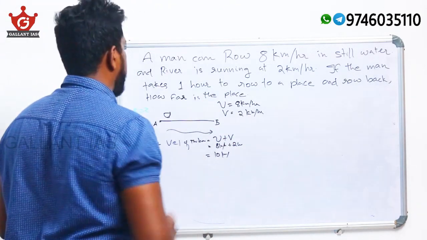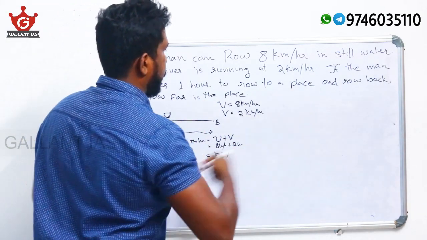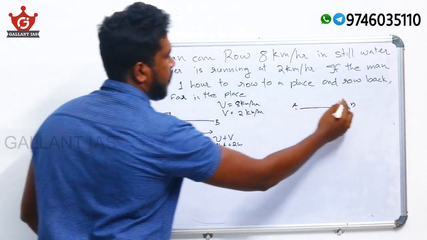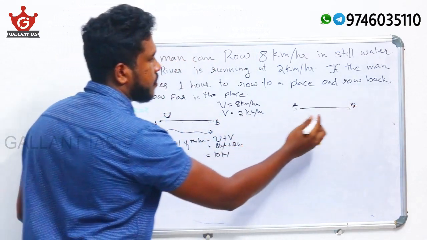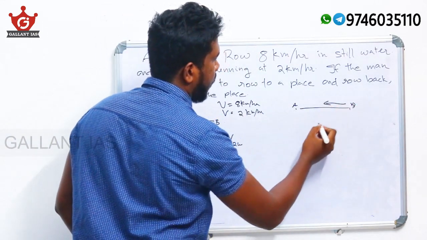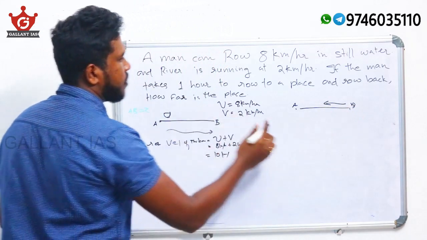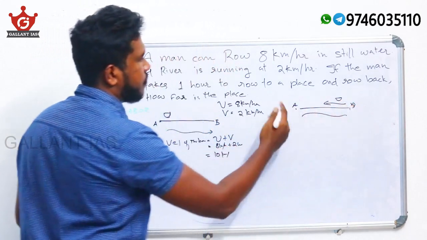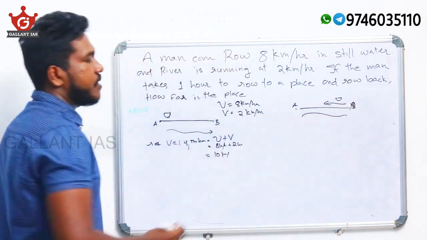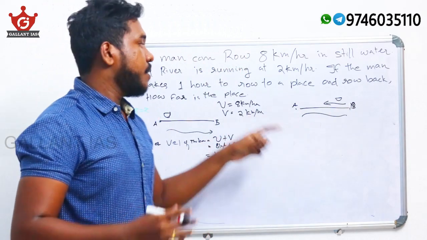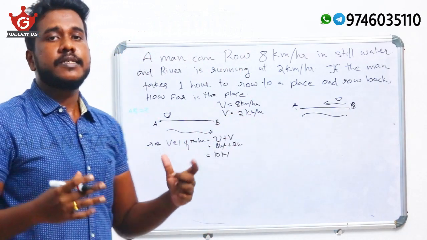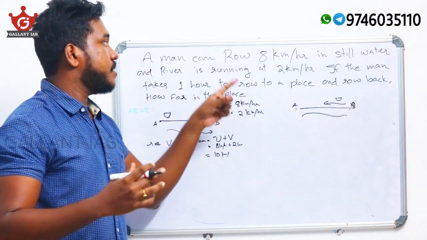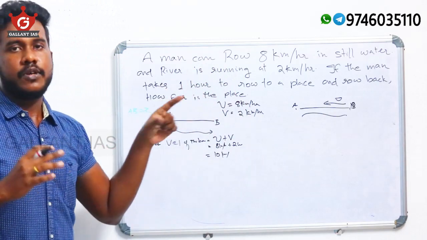Now check the other condition. The boat went from A to B, right? Then it is coming back to A. We already assumed that the river is flowing from A to B. So in this case, the boat is moving from B to A, and the river is moving from A to B. So the boat experiences a drag force, which means the resultant velocity of the boat gets reduced compared to the boat's still water speed.